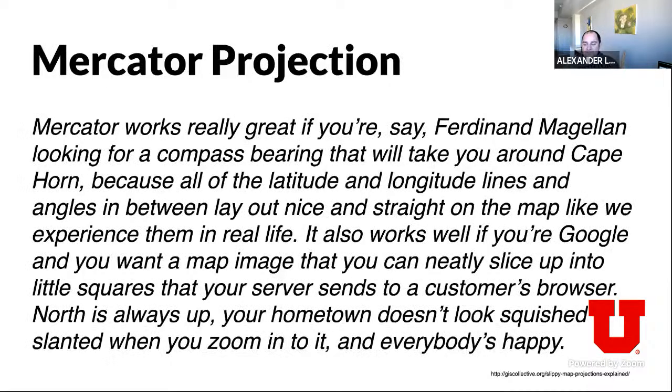And so here's another quote. Mercator works really great if you're, say, Ferdinand Magellan looking for a compass bearing that will take you around Cape Horn, because all of the latitude and longitude lines and angles in between lay out nicely and straight on the map like we experience them in real life. It also works well if you're Google and you want a map image that you can neatly slice up into little squares that your server sends to a customer's browser. North is always up, your hometown doesn't look squished or slanted when you zoom in to it, and everybody's happy.